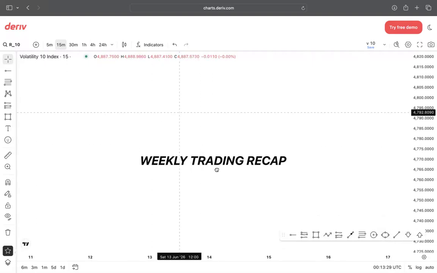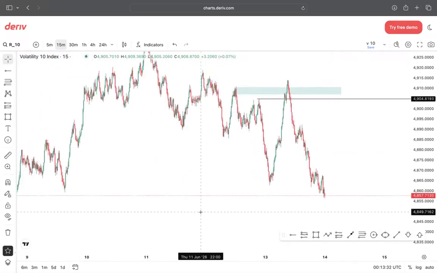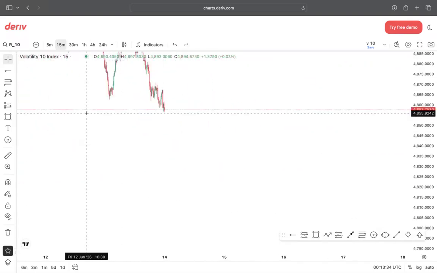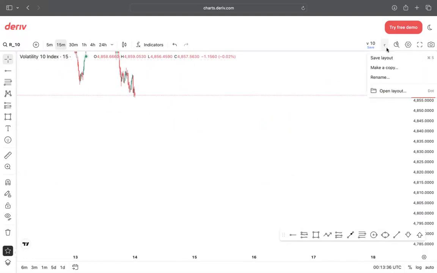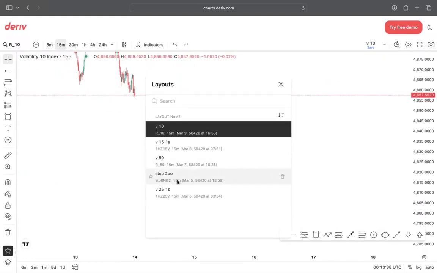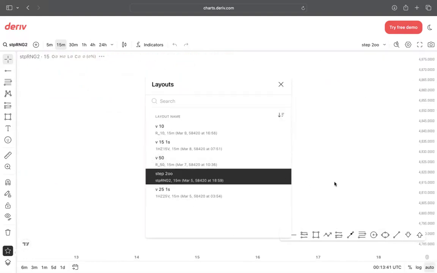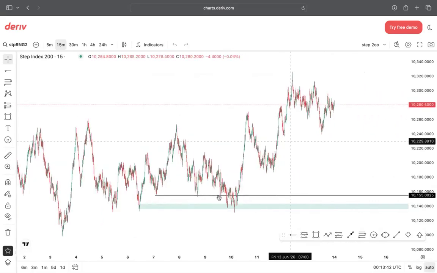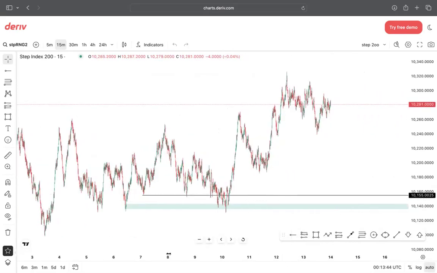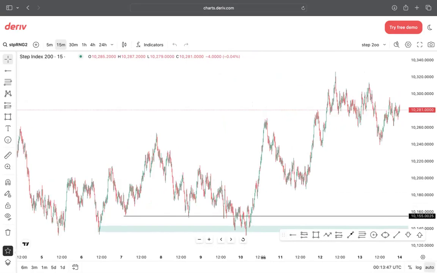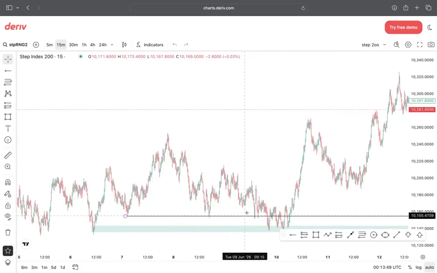Okay, so this week, I believe we had zero loss, except for a trade on Step 200. We had a trade on Step 200 that took us out before playing out, so that was the only loss that we had. And I do share most of all the setups in my Telegram.